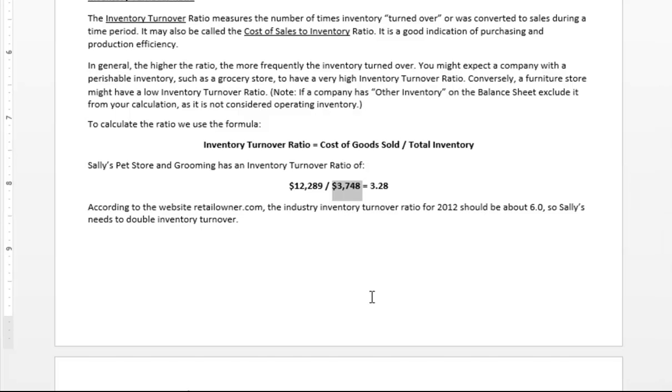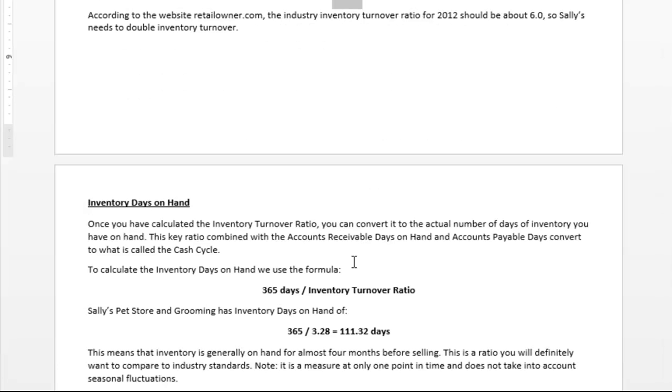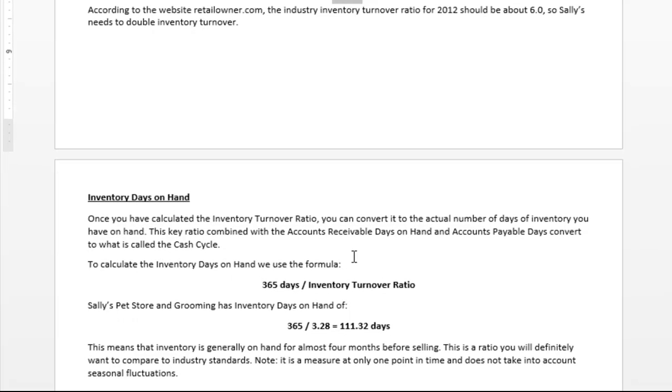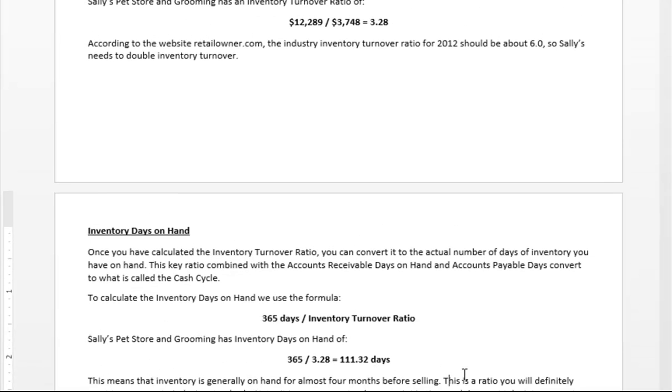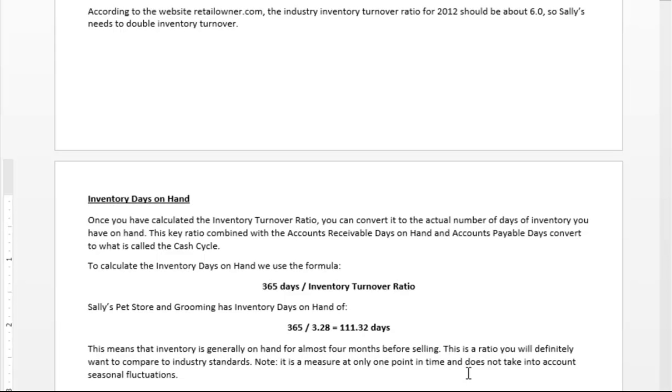Once you've determined your inventory turnover ratio, you can determine your inventory days on hand. So the average number of days your inventory lasts on the sales floor. To do this, you calculate 365 days, the number of days in a year, divided by your inventory turnover ratio, which you figured up here. In this case, 365 divided by 3.28 is 111.32 days. So Sally's inventory is on hand for almost 4 months before selling.